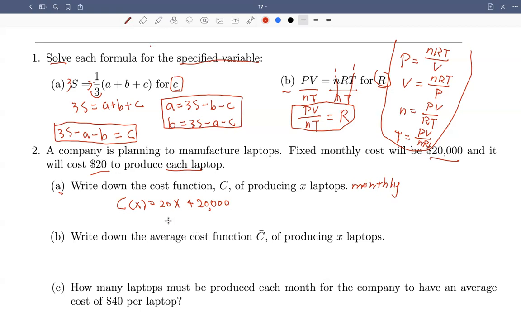We see this is a linear function. It's like slope-intercept form, right? 20 is the slope. Slope measures the rate of change. Okay, now let's see B.